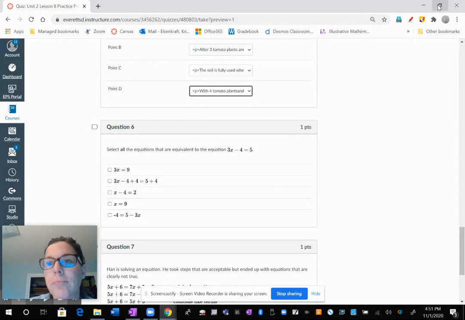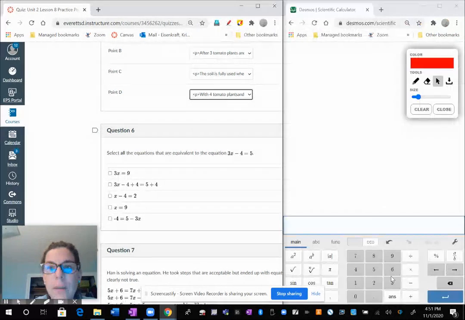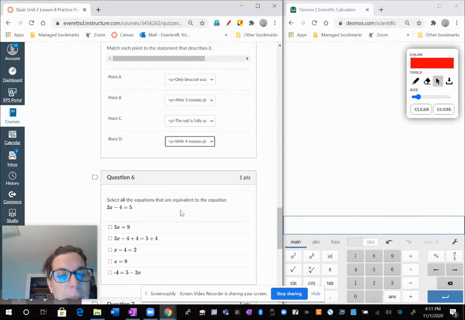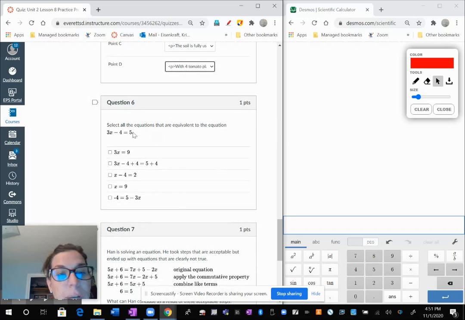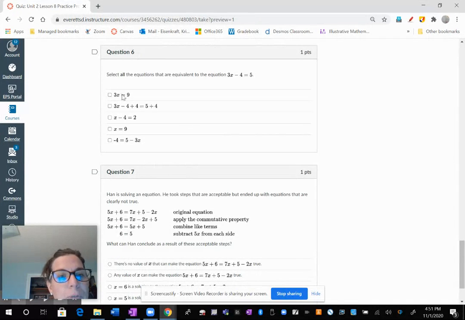Let's see if I can go back here. Oh my gosh, amazing. Okay, select all the equations that are equivalent. I don't even think we need the calculator for this. So we could find the solution to this and see what other ones all have the same solution. But I also want to analyze what legal math moves were done.